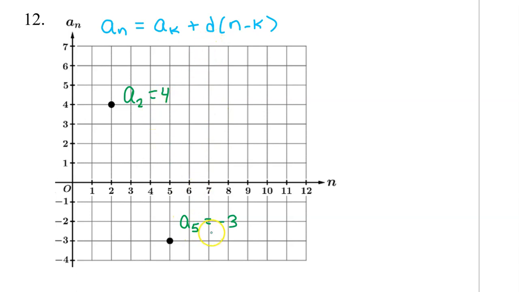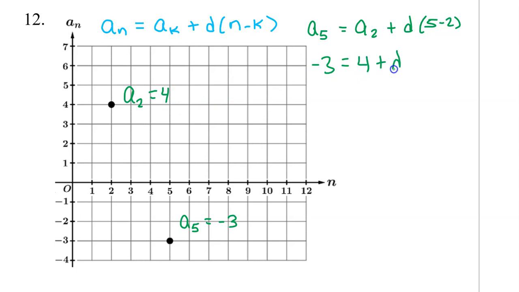Let's plug these two terms into the formula. I like to put the one with the larger subscript first. So we have a5 equals a2 plus d times n minus k. That's going to be 5 minus 2. So a5 is -3. So we have -3 equals a2, which is 4.